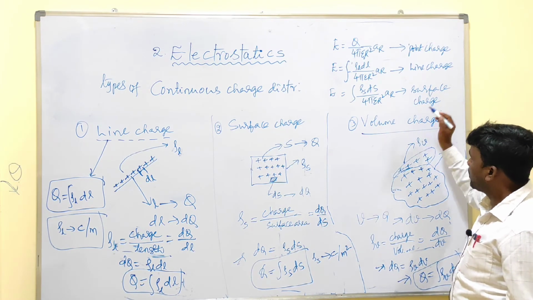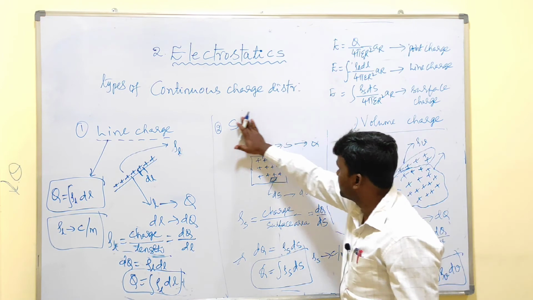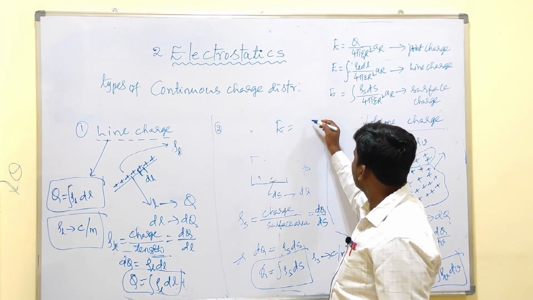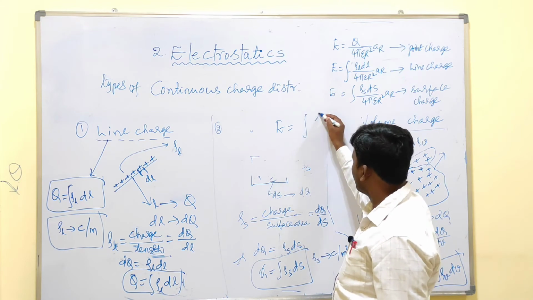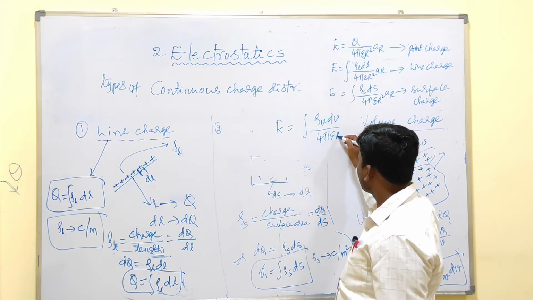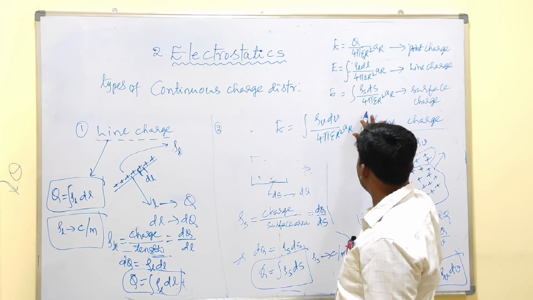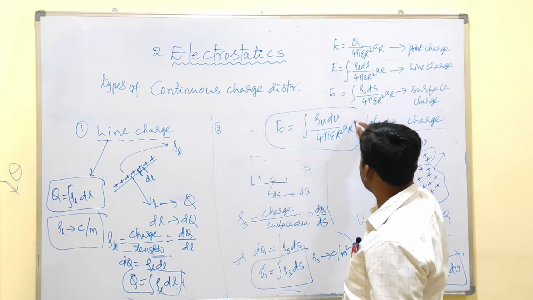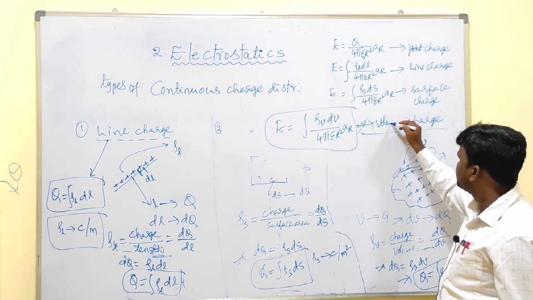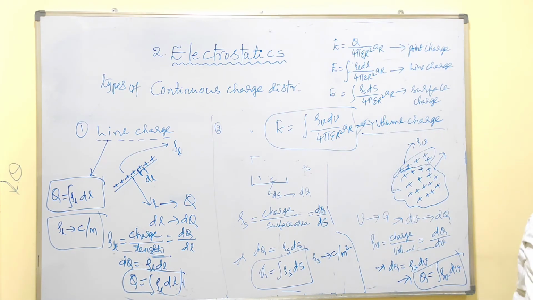And the last one, for volume charge, I am writing here. E equal to, you need to replace that Q with integral rho v dv by 4 pi epsilon r square AR. It is for volume charge.